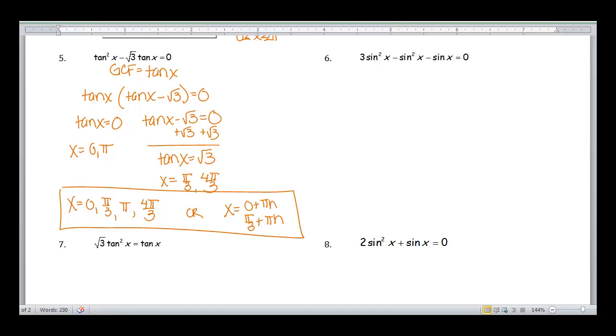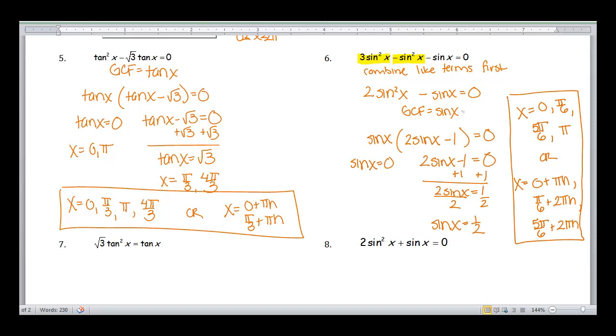Notice in number 6 that yes, you will have to factor out a GCF, but before you do that, you do have like terms of the 3 sine squared and negative sine squared. So we want to combine like terms first if ever possible. So 3 minus 1 is 2 sine squared of x. Now we can factor out our GCF of sine x. Go ahead and finish example 6 after you pause the video.